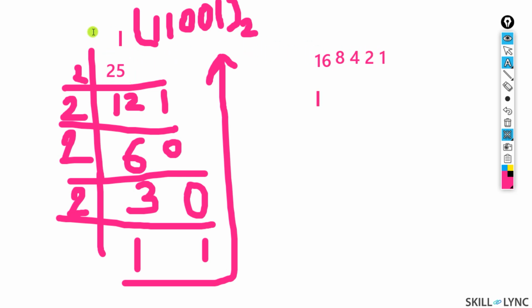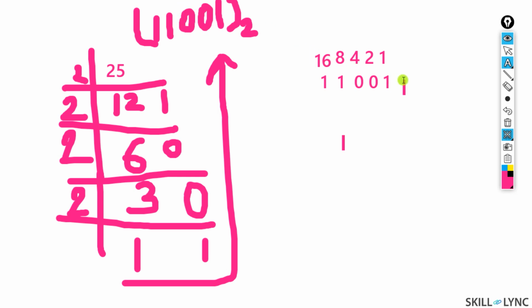Now you have to make the combination for 25. If I take 16, put 1 here. Now 16 plus 8 is 24. Put 1 here. Now if I take 4 with 24, it will make 28. No, I don't want it. So put 0. 24 plus 2 is 26. No, I don't want it. So 0. 24 plus 1 is 25. Yes, this is the required number. And you will see it is matching.